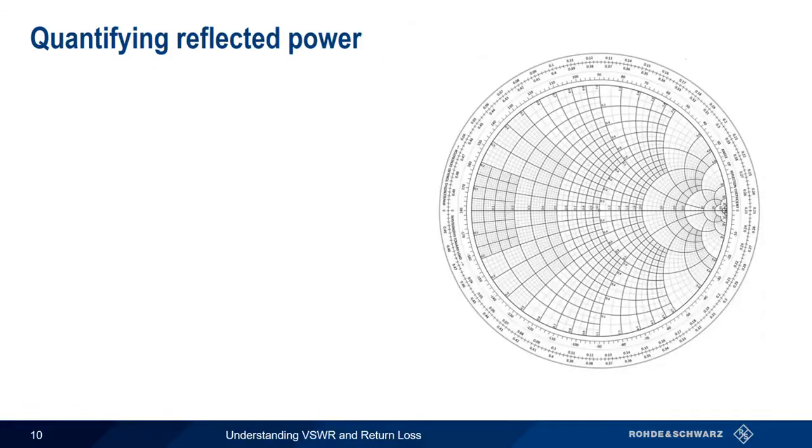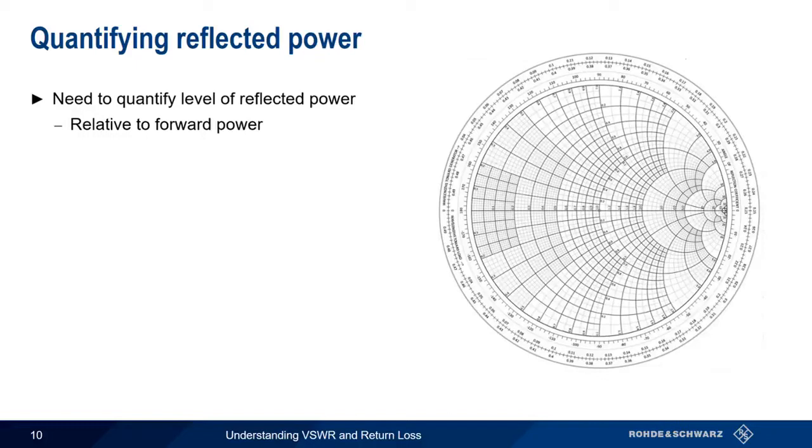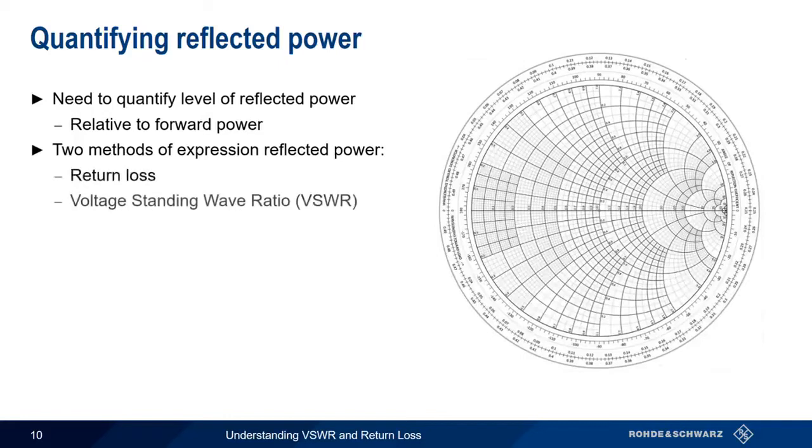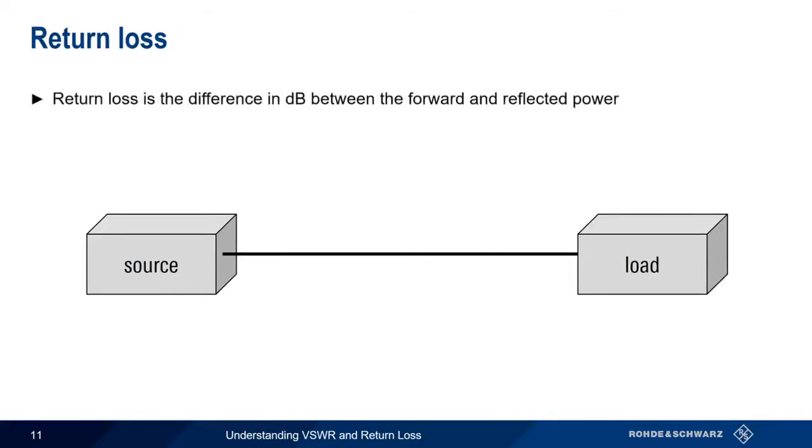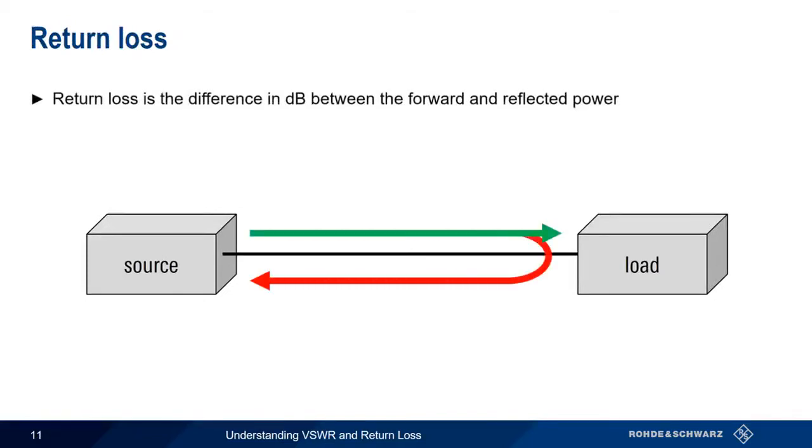So clearly it's important that we have some way of quantifying the level of reverse or reflected power, and in most cases we want to do this relative to the level of forward power. There are actually two different ways that this relationship is quantified. These are return loss and voltage standing wave ratio, commonly called either VSWR or VSWR. Let's start by looking at return loss. Return loss is nothing more than the difference in dB between the transmitted and reflected power. In other words, forward power minus reflected power equals return loss.